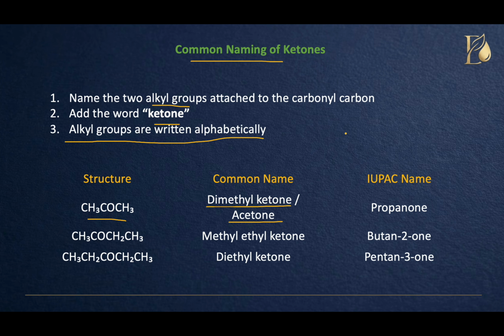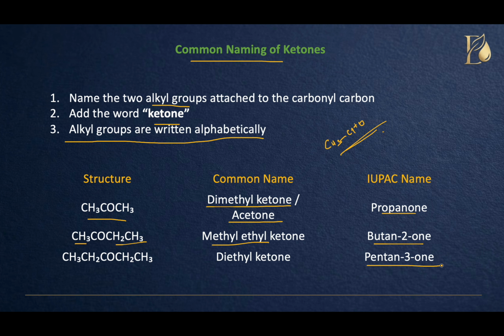What was acetaldehyde? Acetaldehyde was CH3CHO. Acetone is CH3COCH3, that is propanone. Now for butan-2-one, the common naming is methyl ethyl ketone. So here alphabetically we know that ethyl has to come first, then methyl, right? But this is less used. Commonly we use methyl ethyl ketone, and the IUPAC name is butan-2-one.